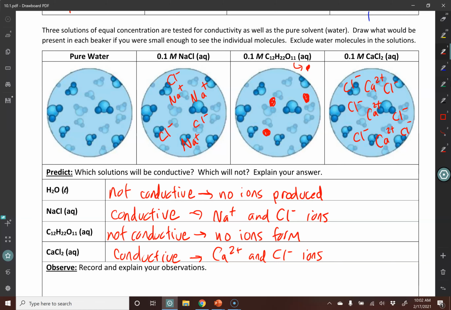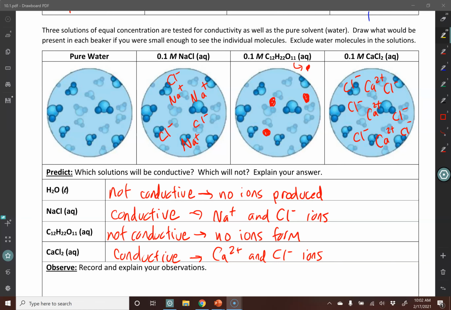Okay, so hopefully that is just kind of review from things we've already spoken about. If you had to make a prediction about which of these 2, the sodium chloride or the calcium chloride, would be more conductive, which one would you choose and why? Pause the video, think about it, and we'll talk when you come back.